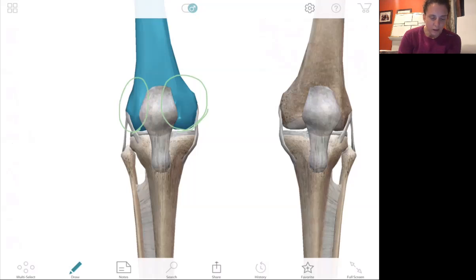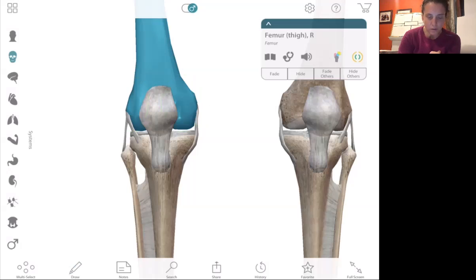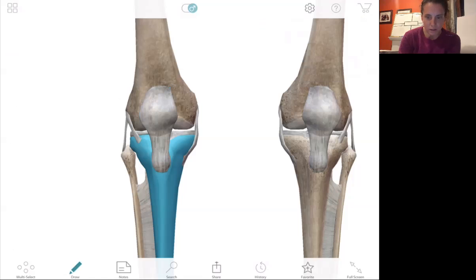Then if we go down below, we have the tibia. We also have condyles on the tibia. So we have the medial tibial condyle here, and we have the lateral tibial condyle here. Within those condyles, here is the pes anserine, and here is a bump that we call Gerdy's tubercle. And right here, where this attachment point is, is the tibial tuberosity.